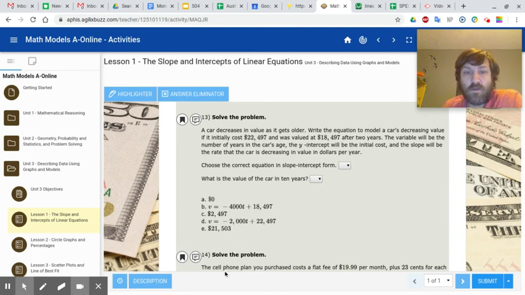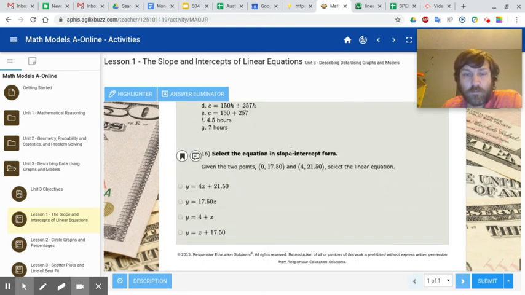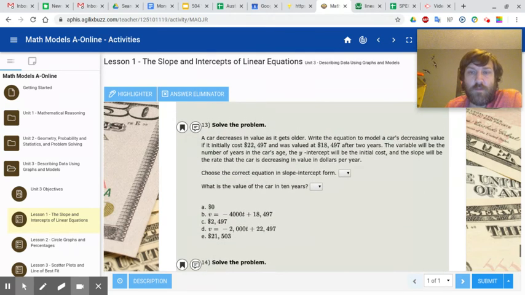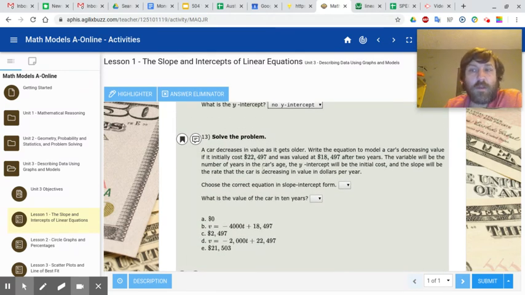So this is going to be some word problems from here on out. And the word problems here are going to be more or less you putting things where they belong in the equation. So let's kind of like talk through this. A car decreases in value as it gets older. Write the equation to model a car's decreasing value if it initially cost $22,497 and was valued at $18,497 after 2 years. The variable will be the number of years of the car's age, the y-intercept will be the initial cost, and the slope will be the rate that the car is decreasing in value in dollars per year.